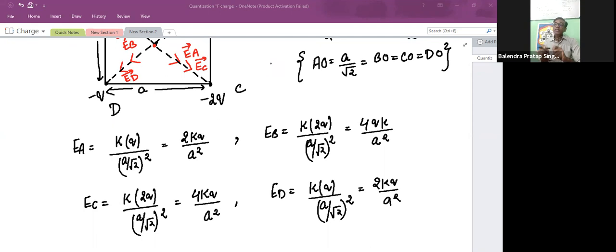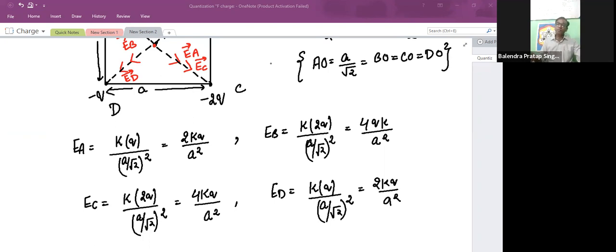This 2q charge is given, so in that case I am considering 2q. What is the formula of electric field? The formula of electric field is E equals 1 upon 4 pi epsilon naught q by r square. Q behaves as a source, meaning a point charge. It may be 2q, 3q, or 4q. If it is 2q, then the formula will be 1 upon 4 pi epsilon naught 2q by r square, and if it is 4q, then 4q by r square.